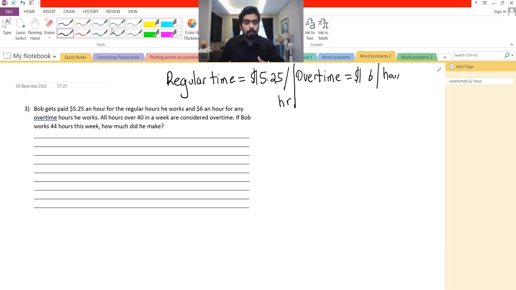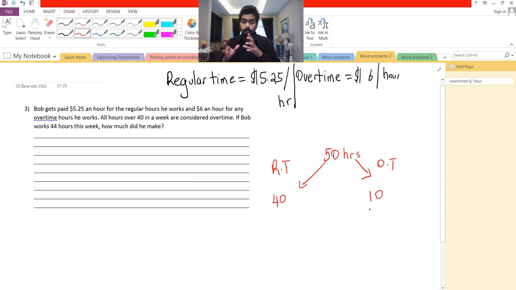So for example, let us say if Bob works 50 hours, what does that mean? That means regular time is 40 and overtime is 10. Okay, guys, so again, if he works more than 40 hours, that will only be considered as overtime. Anything less than 40 or 40 will be considered regular time. Okay, guys, all right. Now let's go back to the question.